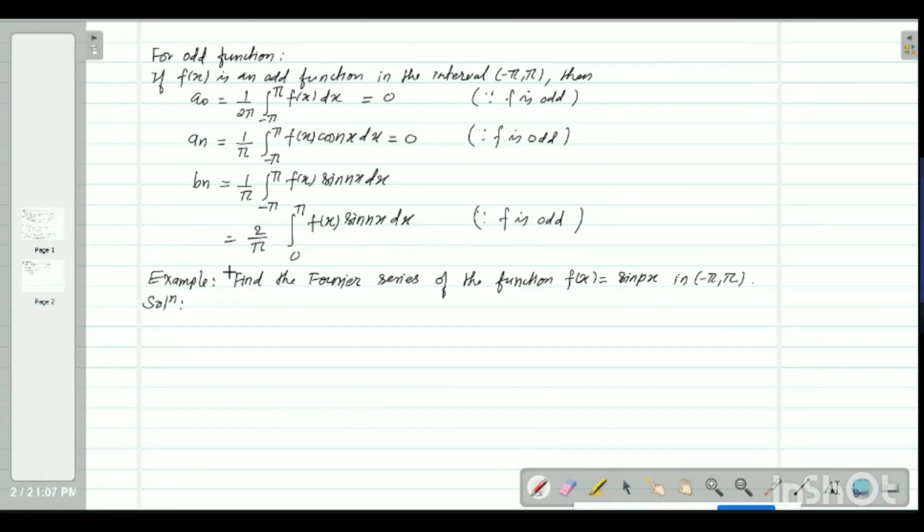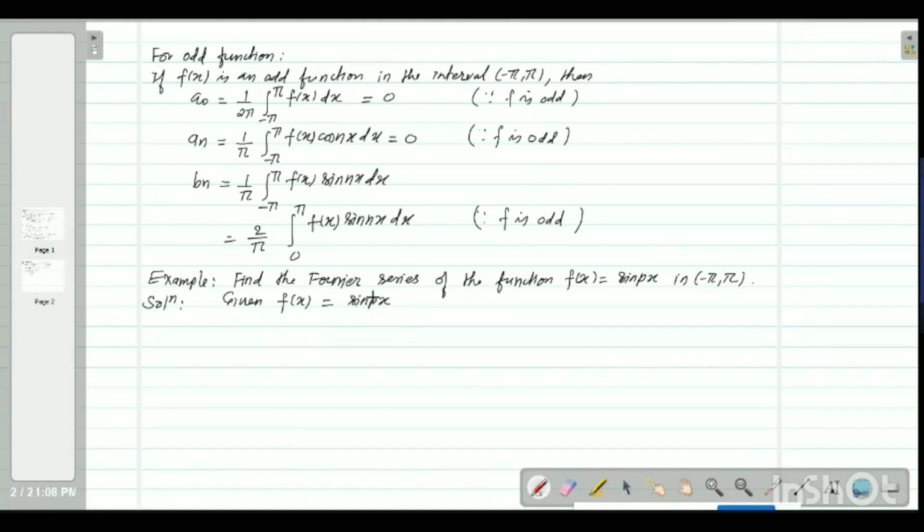Just write down the given function. Given that your function f of x is sin px, where p is any constant number that is not an integer. Now just check whether this function is even or odd.